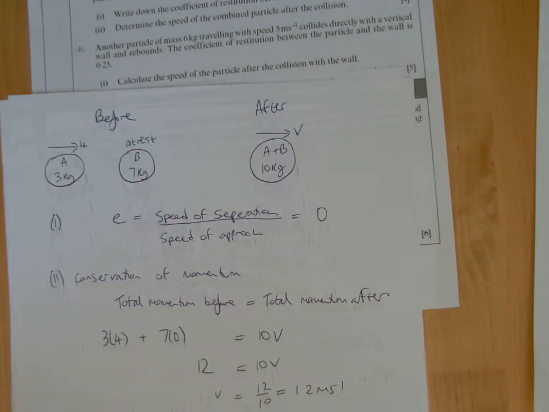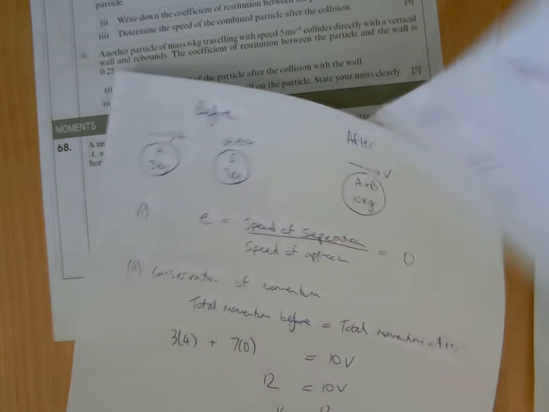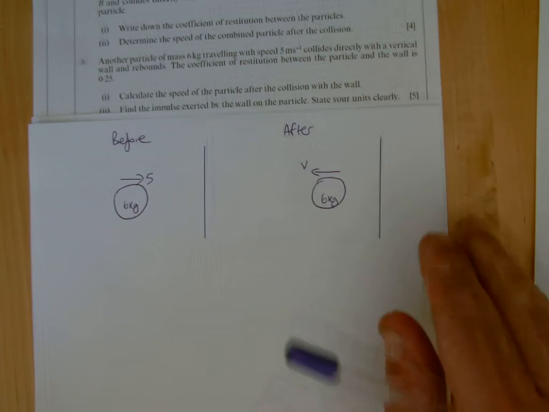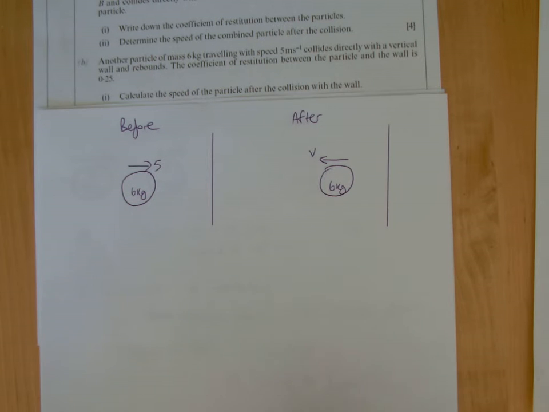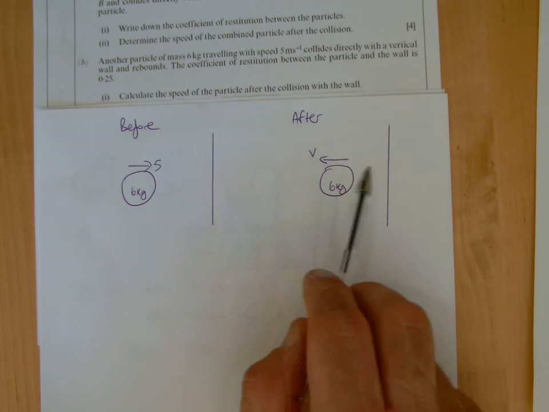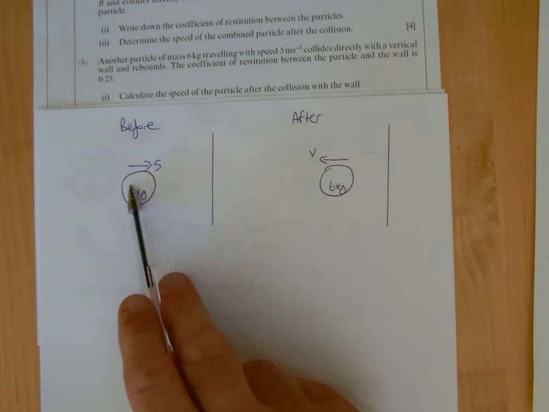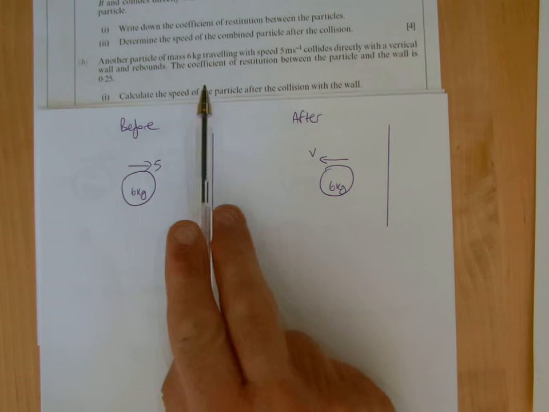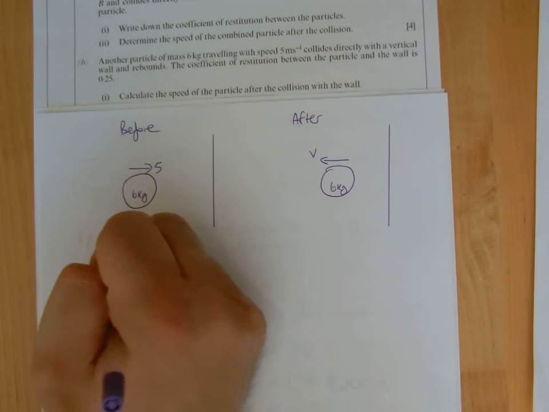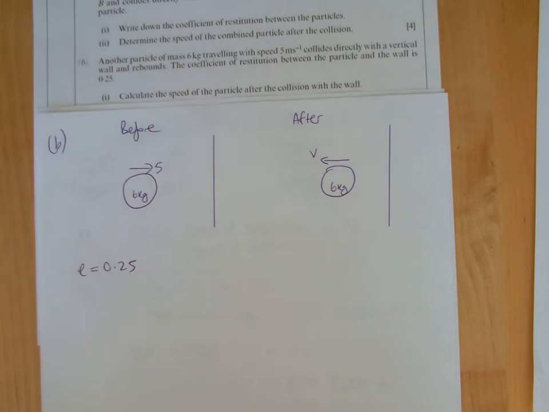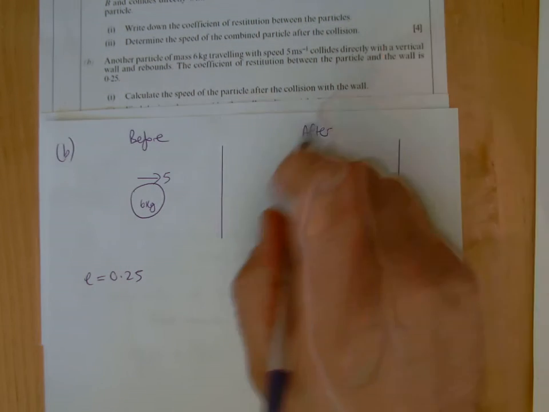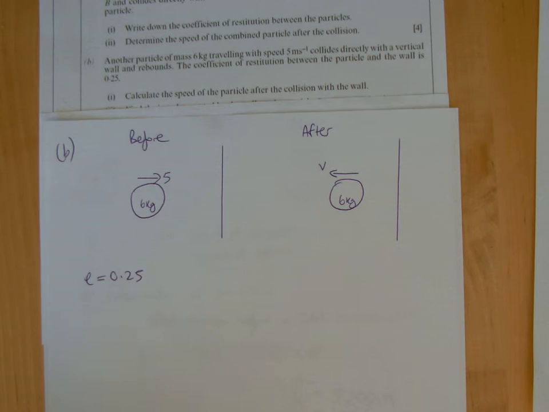Part B there, it says you've got another particle of mass 6 kilograms travelling with speed 5 meters per second, collides directly with a vertical wall and rebounds. So this is the setup here. It's going towards a wall, rebounds. Coefficient of restitution between the particle and the wall is 0.25. So we know in this case for part B, E is 0.25. Calculate, it says then, part 1, the speed of the particle after the collision with the wall.